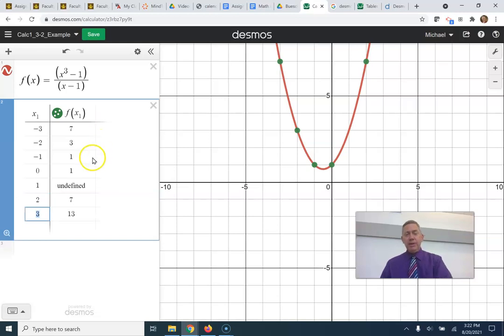Whoa, something very interesting happened here. At x equals 1, it told me undefined. What's going on? If you look at the equation, you might realize, I should have noticed that. If you put in x equals 1, in the numerator you get 0, in the denominator you get 0. This is trouble. Anytime your denominator is 0, it's trouble. When the numerator is also 0, it's a special kind of trouble.